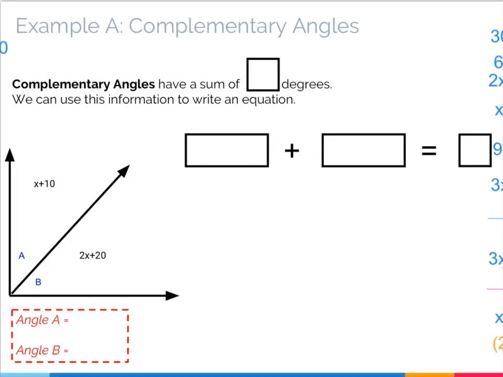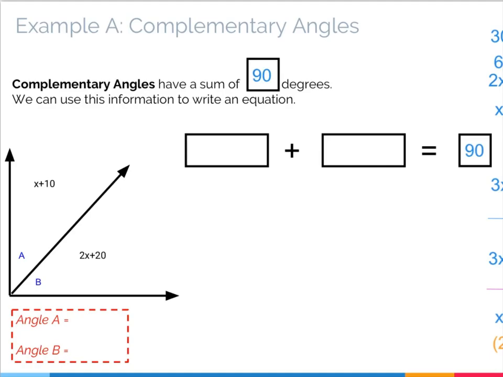Here we are at example A, and example A says we're going to be talking about complementary angles. Remember, complementary angles have a sum of 90 degrees. So we can use this information to write an equation. So we see there that we have x plus 10 for angle A, 2x plus 20 for angle B. Since we know that this equation has to equal 90, since we know they're going to be complementary angles, we're going to set our equation by saying it's equal to 90.